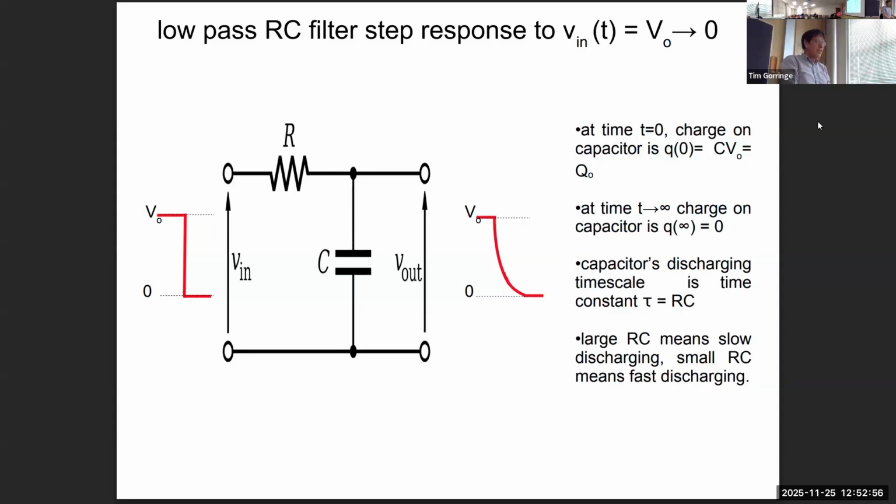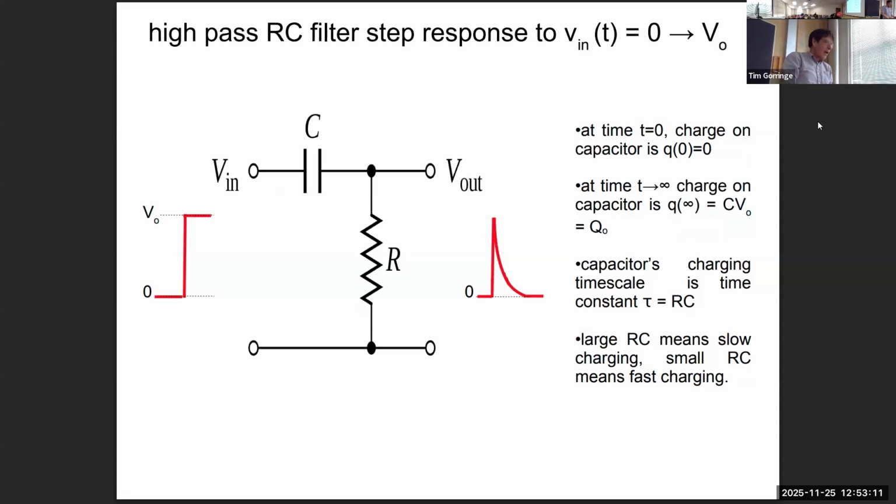Here's just the discharge of the capacitor, but same ideas: you put in a step function and you get out a step function with a time constant that reflects the time constant of the filter. This is the use of the RC circuit as a high-pass filter.